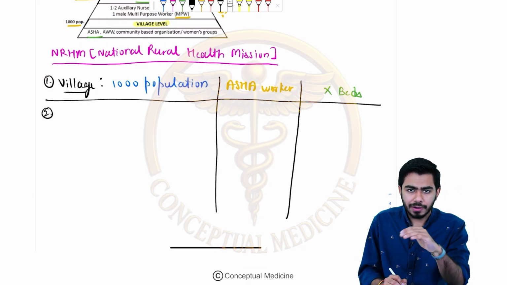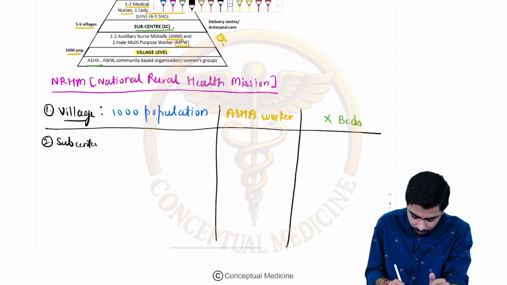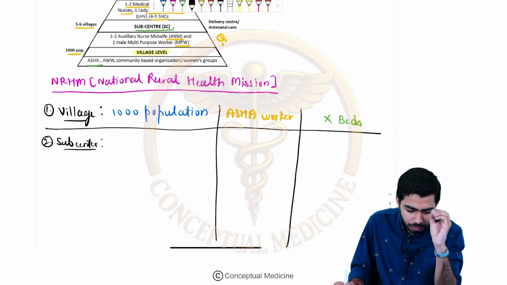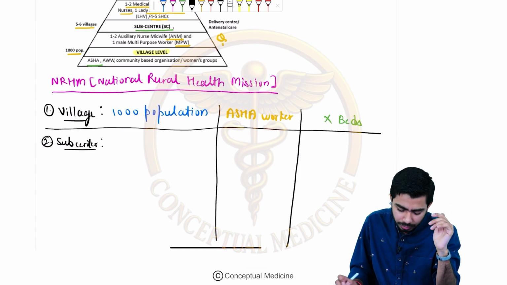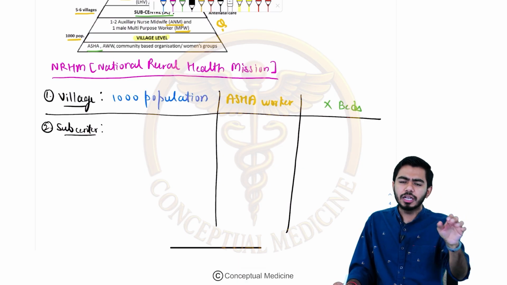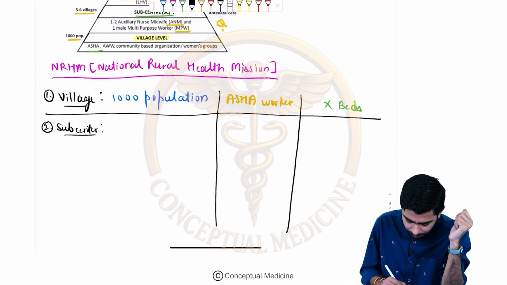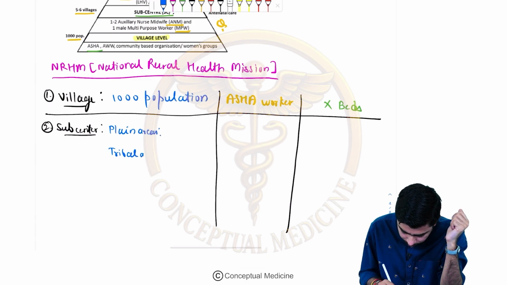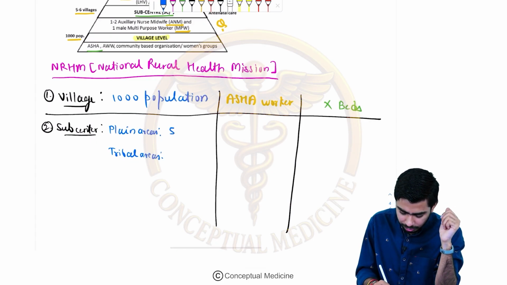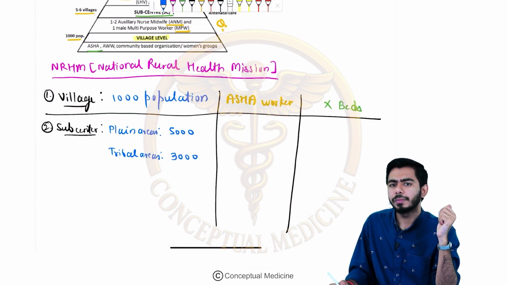Second, after the village, what do we have? Sub-center. So let's talk about what facilities are present at the sub-center. How many people are they handling? I told you 5 to 6 villages, or it might vary. In the plain areas it is 5,000 population, and in the hilly, tribal, or forest areas there could be 3,000 population. There could be some fluctuation, but usually they handle about 5,000 people in plain areas and about 3,000 in tribal, hilly, or forest areas.